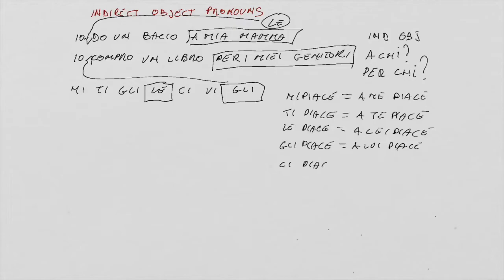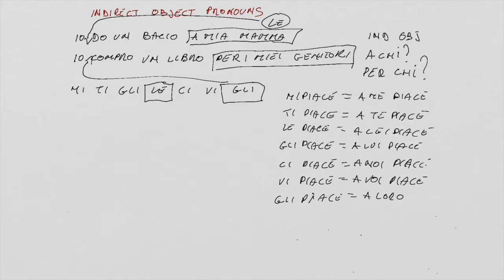Ci piace or a noi piace. Vi piace or a voi piace. And gli piace or a loro piace. The same thing you can do when you use an indirect object pronoun with all the other verbs.